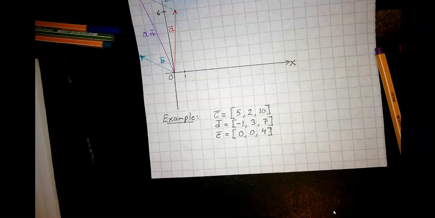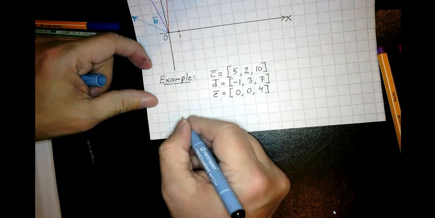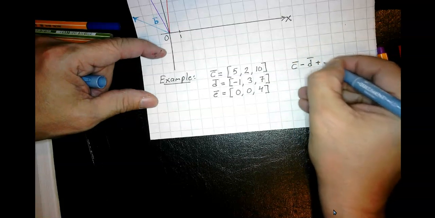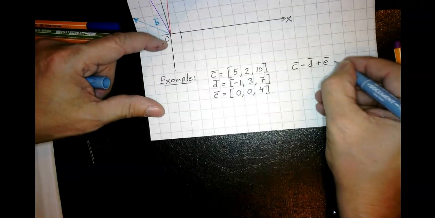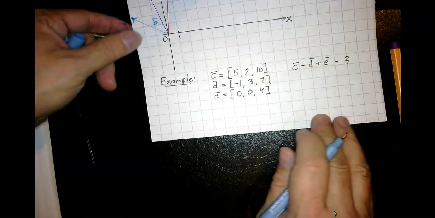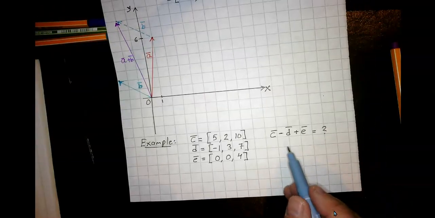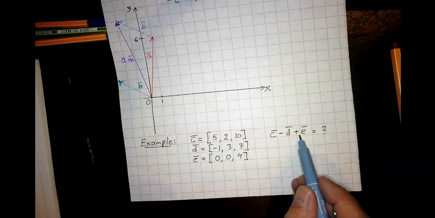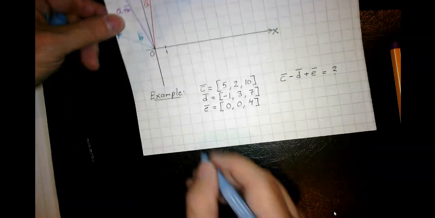And now we need to calculate a sum, and now we have to add and subtract these vectors. So for example, if we have to calculate what is C minus D plus E, this is our problem. What do we get when we get the vector C and then we subtract D from that and add the vector E? So how do we calculate?